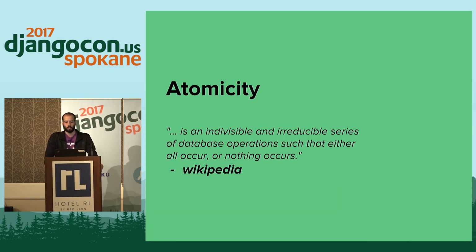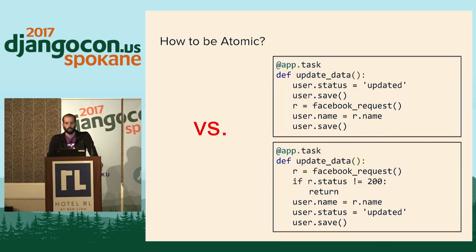The second concept is atomicity. An atomic operation is an indivisible and irreducible series of database operations such that either all occur or none occur. Despite its being commonly associated with database operations, the concept of atomicity can also be applied in other contexts. In the first box, we have a task that sets the user status to updated, saves it, makes a request to Facebook, and only then updates the username. This is not atomic. If the request fails, we are going to have an inconsistent state in the database.